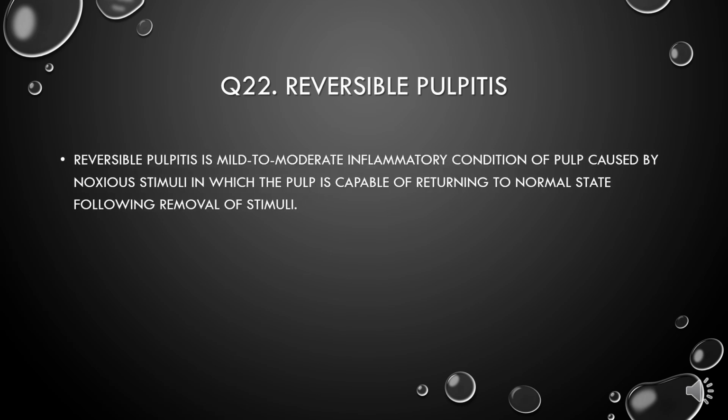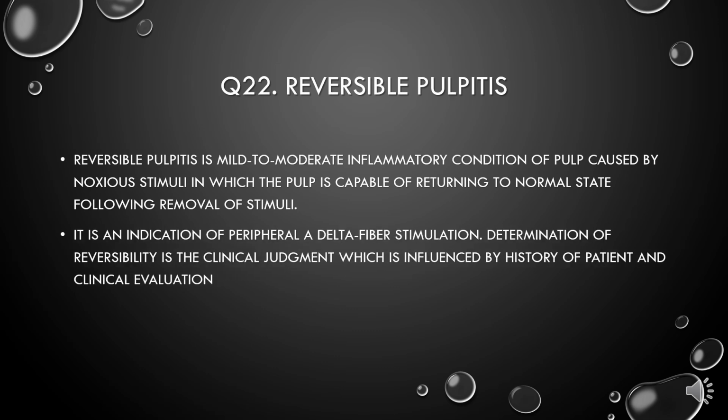It is a mild to moderate inflammatory condition of pulp caused by noxious stimuli in which the pulp is capable of returning to the normal state following the removal of stimuli. It is an indication of peripheral A delta fiber stimulation. Determination of reversibility is the clinical judgment which is influenced by history of patient and clinical evaluation.